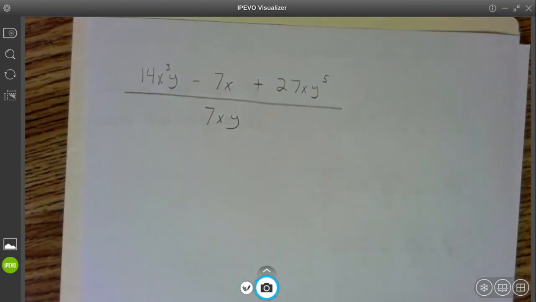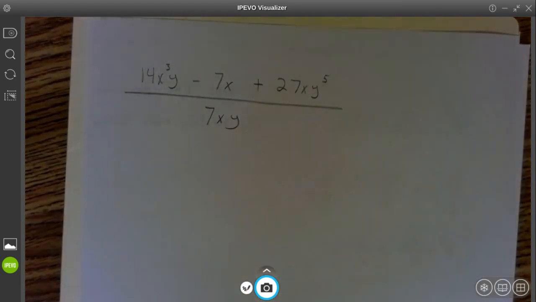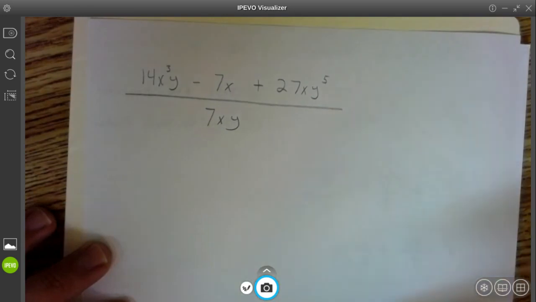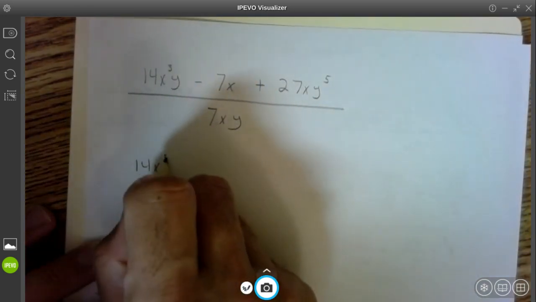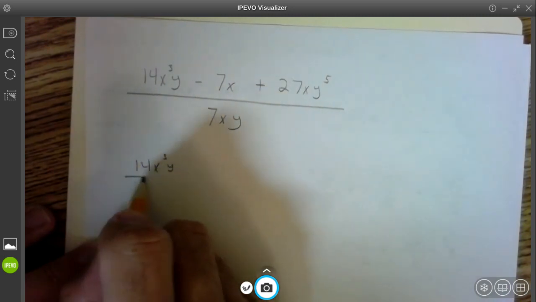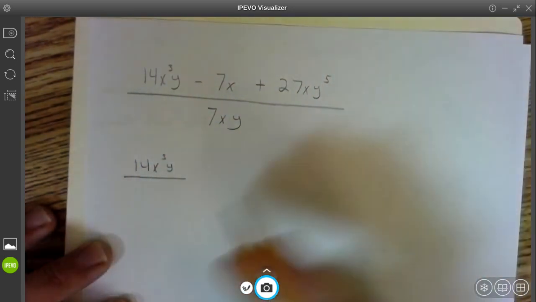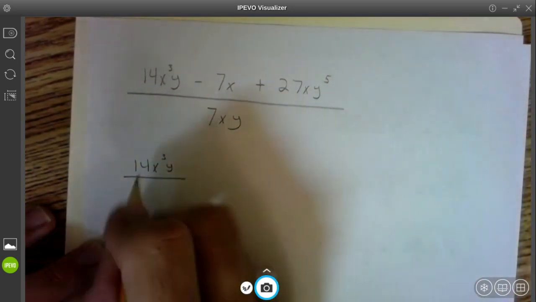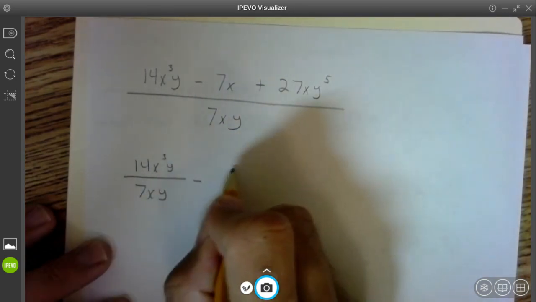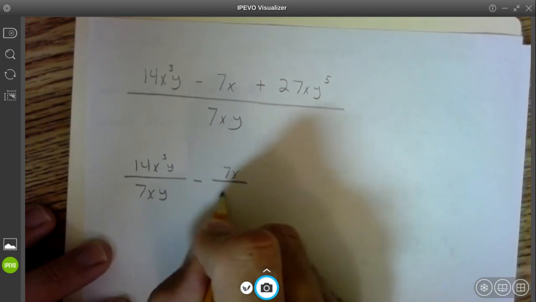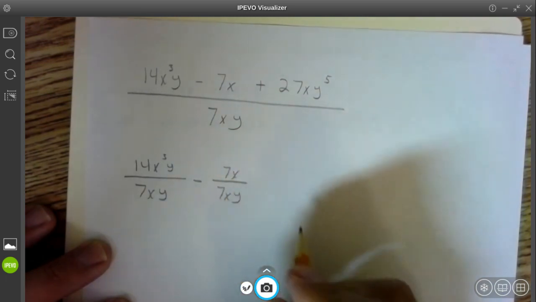All right, last one here. This one's just got 2 variables. So split up that numerator. All right, 14x to the third y. And pause the video. Make sure you can split up this numerator yourself if you want to. 7xy minus 7x over 7xy.